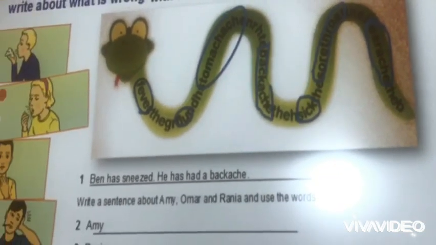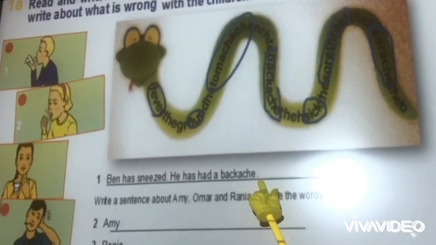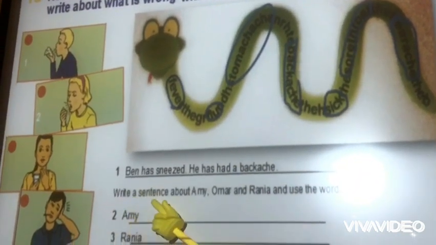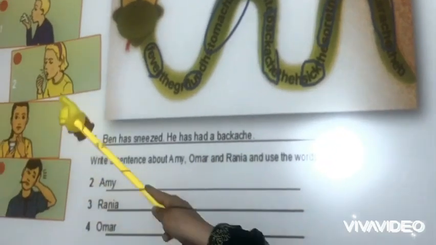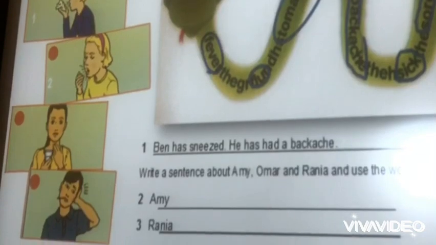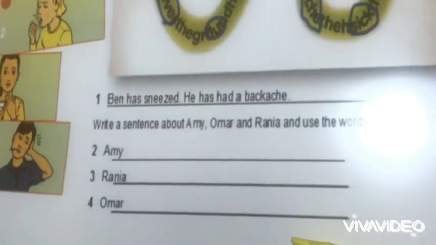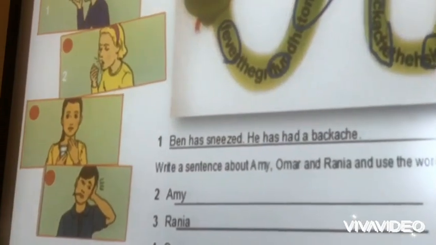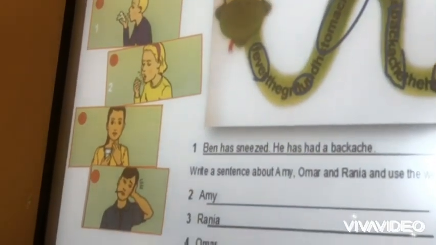Don't forget, when you write the sentence, to finish it with a full stop. Now, write a sentence about Emmy, Omar, and Rania. You will write 3 sentences. I will give you 2 minutes to write. Yes, now start writing.